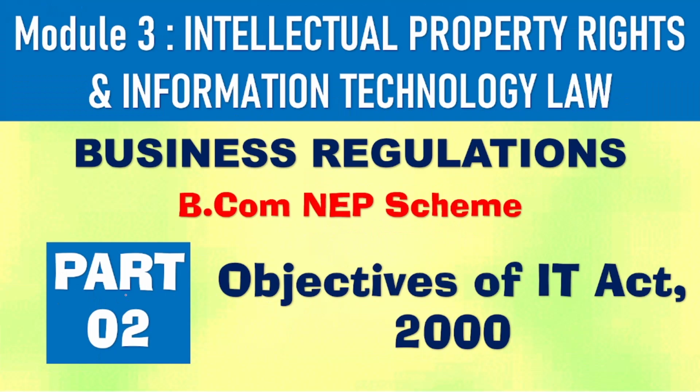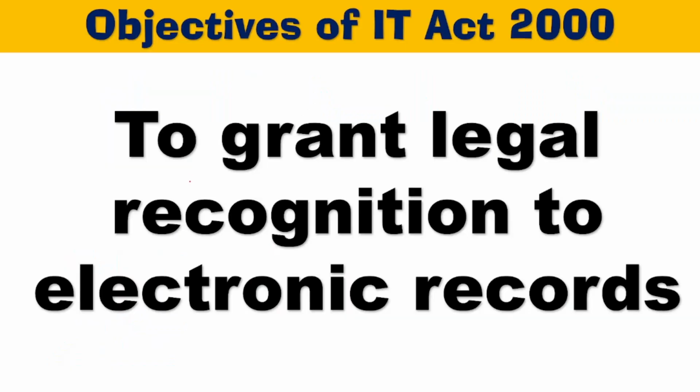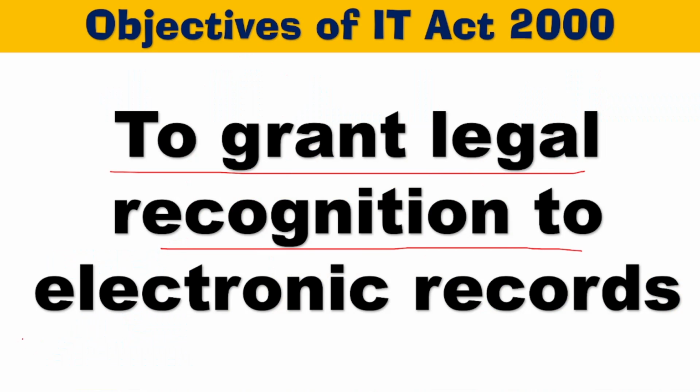In this part of the video, we'll be seeing about the objectives of the Information Technology Act of 2000. Now, the first objective is to grant legal recognition to electronic records. For electronic records, or whatever data you store in electronic medium, there was no legal protection. The first objective is to provide legal protection for those types of electronic records.